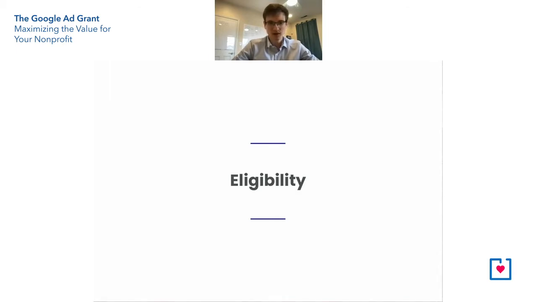We'll jump a little bit more into eligibility because you're probably thinking, okay, this sounds great, can I get it? As mentioned, in the United States, and the requirements are equivalent throughout the world, it's just the terminology about the tax status will be different. But in the United States, as long as you're a 501c3 nonprofit, so specifically a C3, and you're not a hospital, a school, or a government agency, you are eligible for the Google grant.